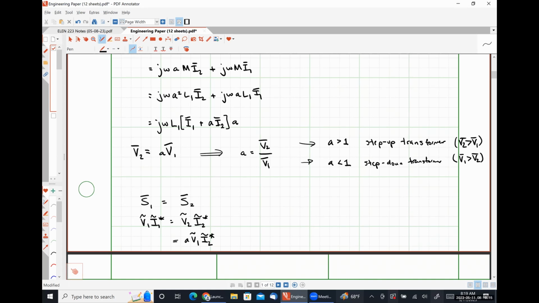So what's the relationship between our currents? Well, we should see that I1 is going to be equal to A times I2. Or another way to express this would be that A is equal to I1 over I2. So we have the exact inverse relationship to be able to transform currents. Does this make sense? It should.